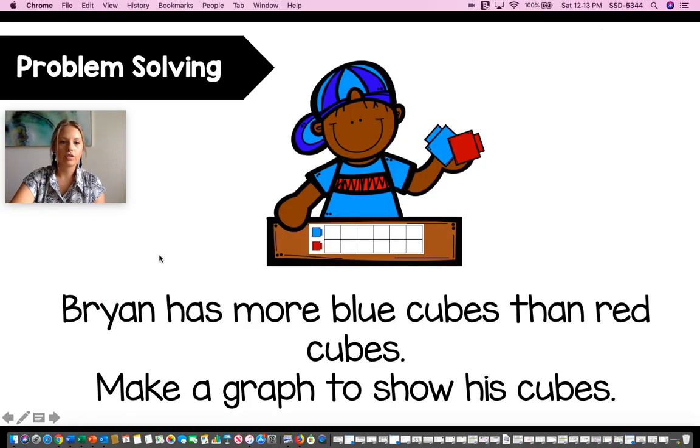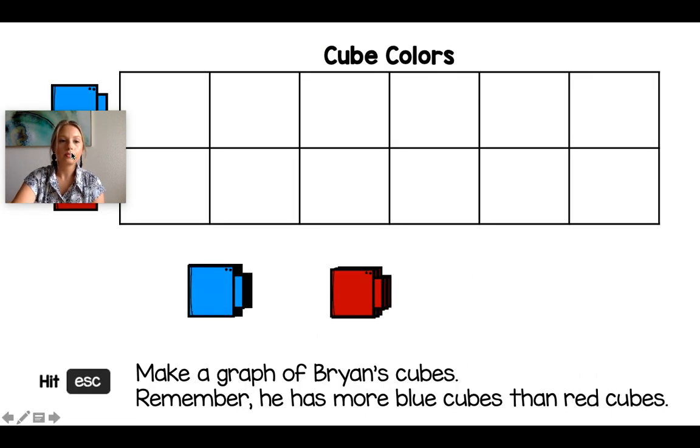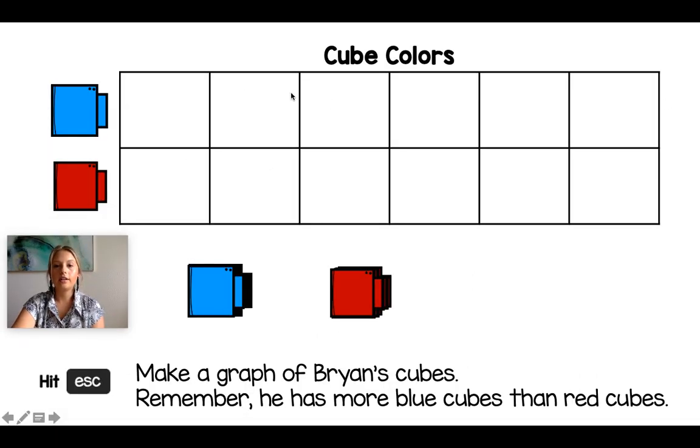Let's take a look at the illustration. Here's a boy, and it looks like he's holding a blue cube and a red cube, and I see his graph down below on his desk. Brian has more blue cubes than he does have red cubes. So he has more blue than red cubes. Make a graph to show his cubes. Here's our graph here. Here's the title of our graph, Cube Colors. We know that the top row is going to be what? Blue. And the bottom row is going to be red.